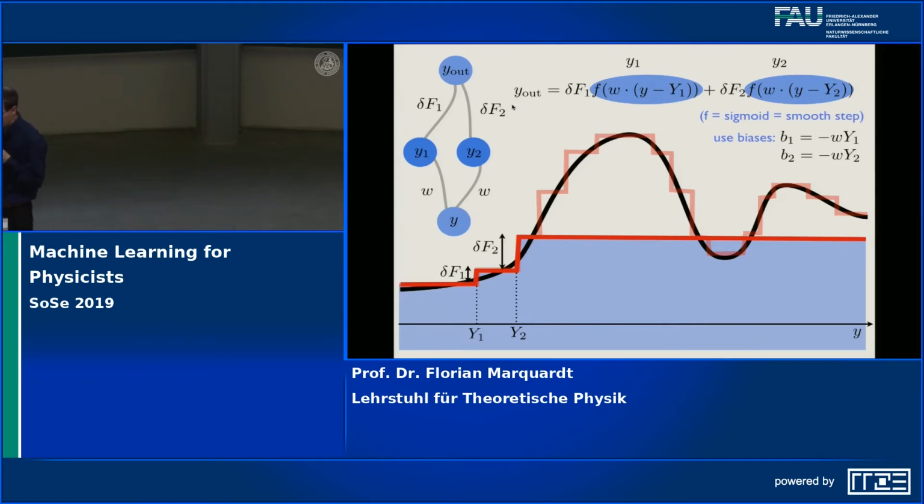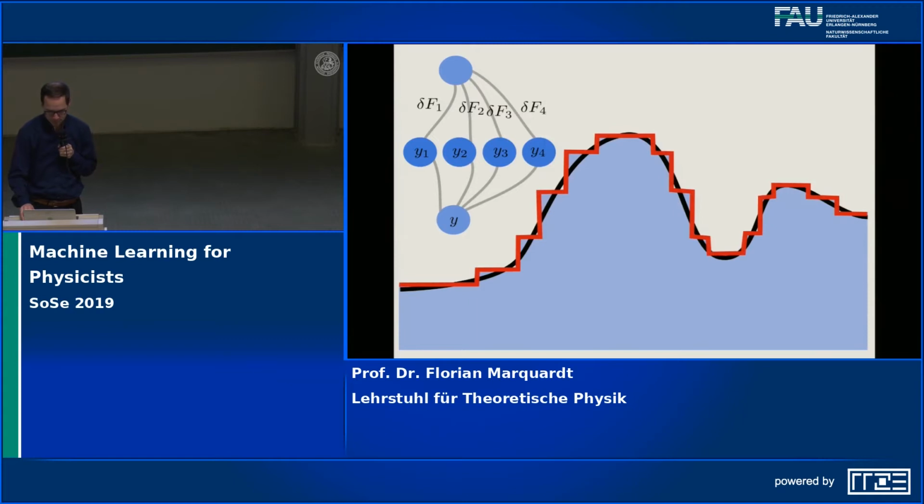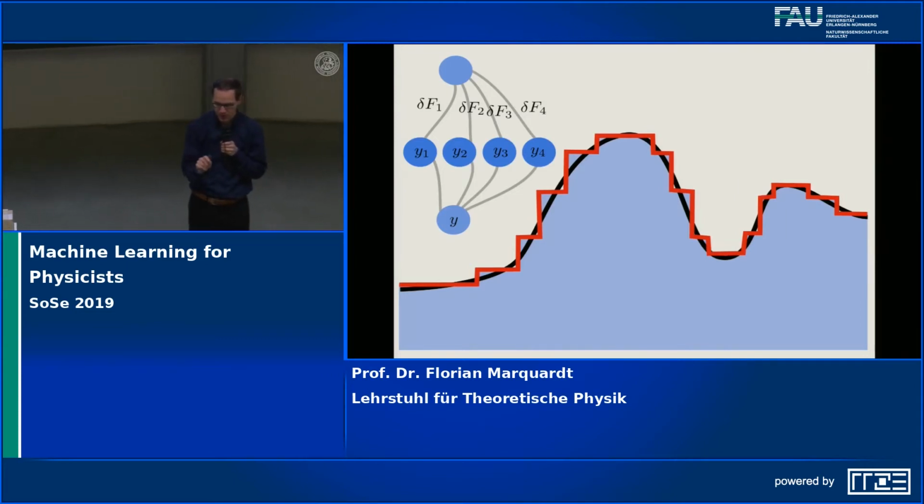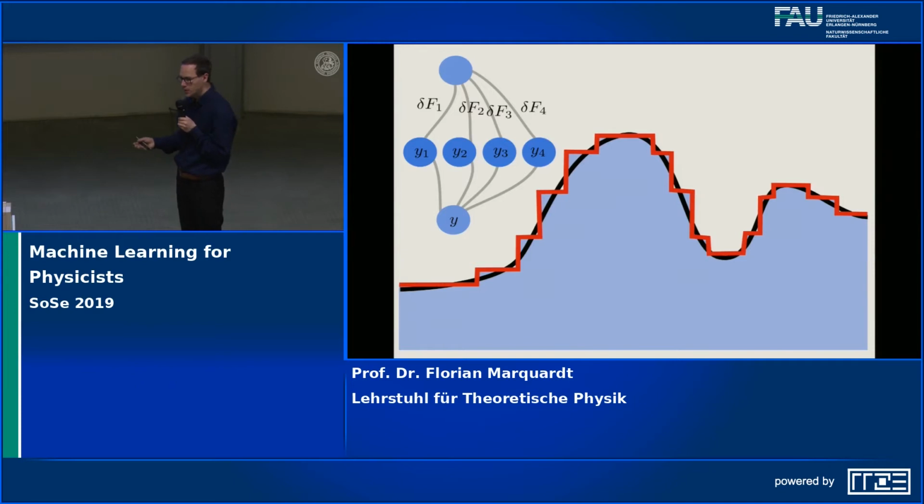And now you can see I can just go on with this. I could just have more neurons in the hidden layer. And if I have 100 neurons in the hidden layer, I can make 100 steps. So that's good. So you see a simple neural network with one input neuron, one output neuron, and many hidden neurons can approximate, actually arbitrarily well, a smooth curve in one dimension.